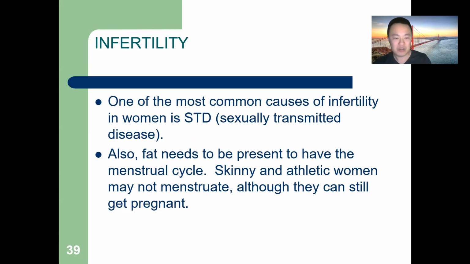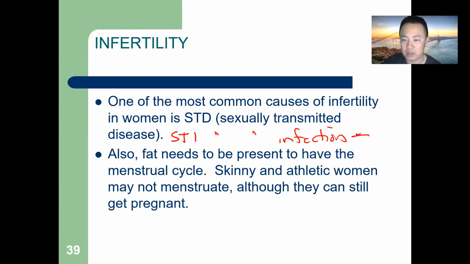All right, let's talk about infertility. One of the most common causes of infertility in women is a sexually transmitted disease. There's another term that's used these days. It's called an STI, sexually transmitted infection, which is more politically correct these days. Also, fat needs to be present in order for women to have a regular menstruation cycle. Skinny and athletic women might not be able to menstruate because it is an energy-intensive process, although they still can get pregnant, okay?